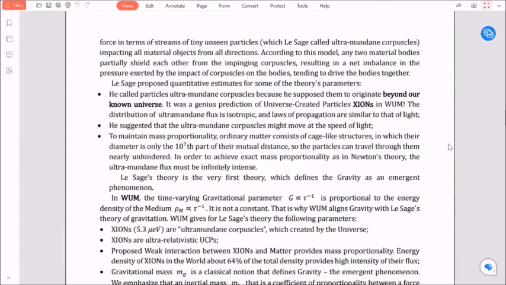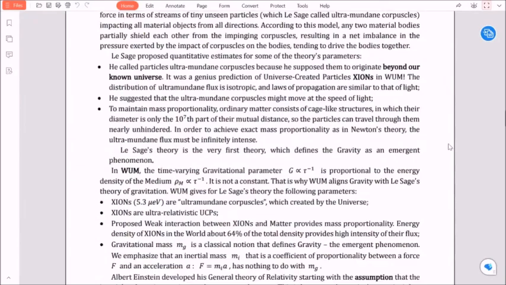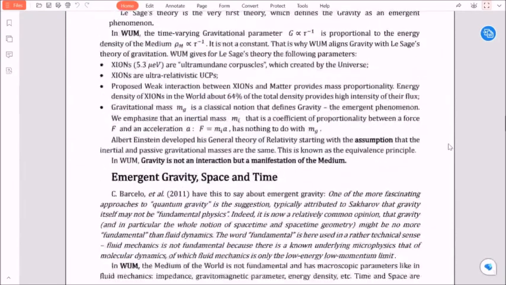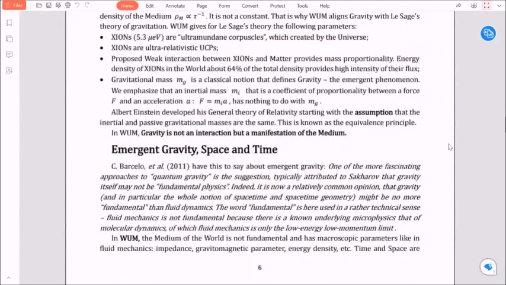In WUM, the time-varying gravitational parameter G is proportional to the energy density of the medium. It is not a constant. This is why WUM aligns gravity with Lesage's theory of gravitation. WUM gives for Lesage's theory the following parameters. Xions, 5.3 micro-electron volts, are ultramundane corpuscles which are created by the universe.